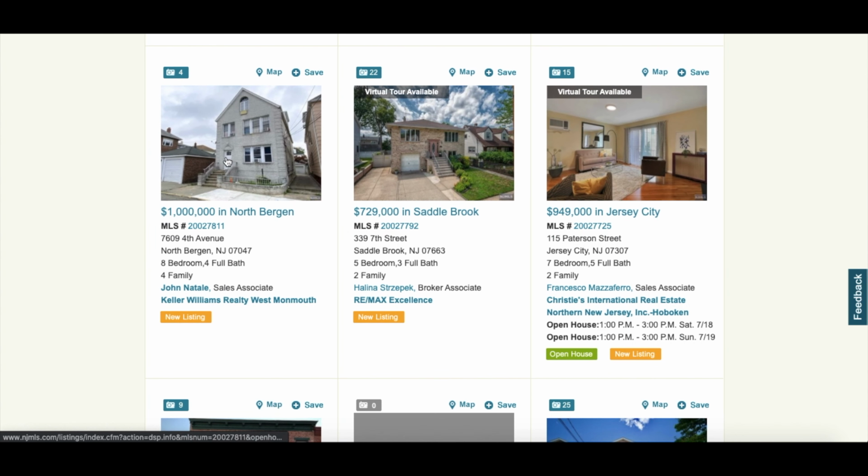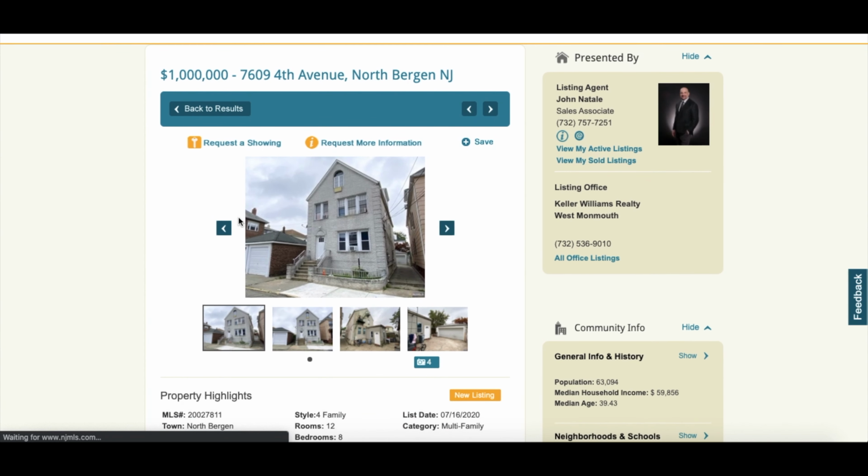Here is one in North Bergen. It's a really good area in New Jersey. It's expensive, gets really quickly rented out. So we're gonna do analysis on this building right here. It's $1 million. Normally you would not qualify for something like this on your own unless you're making a lot of money, but I'm going to show you guys how you can afford this, and not only afford it, make a lot of money from something like this.